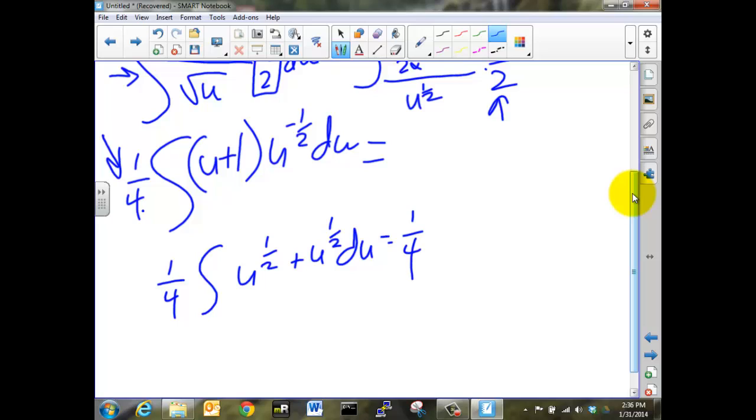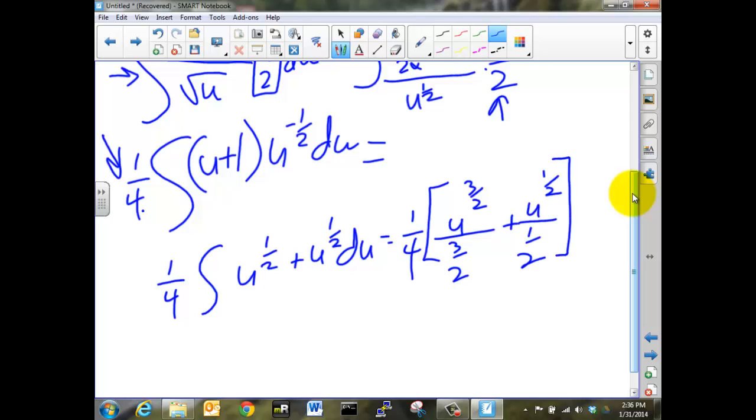Now we need to integrate. u to the 3/2 over 3/2, plus u to the 1/2 over 1/2. Notice I'm still not putting any of my limits of integration because they're dealing with x's, and I don't have x's back in here yet. Yes, this one was negative 1/2. I didn't write it, but I thought about it over here. Remember, these are the hardest ones we see. These are the challenging ones.